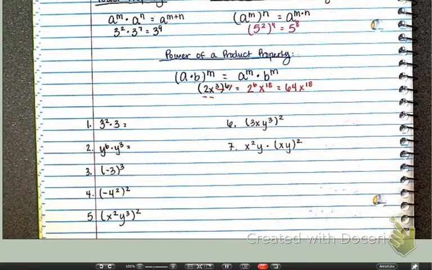So again, take a second. You can talk with your group, but I want you to try to complete these 7 problems.